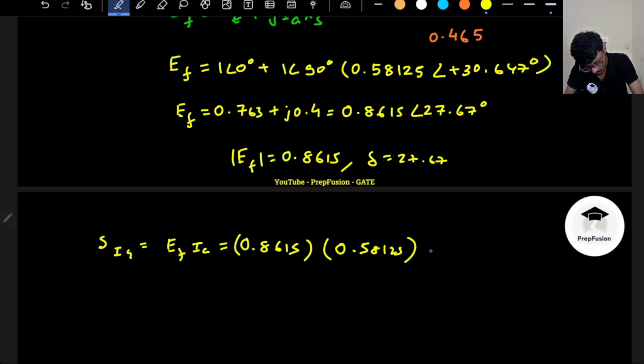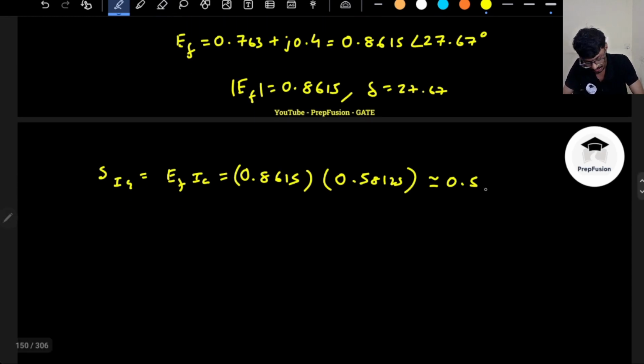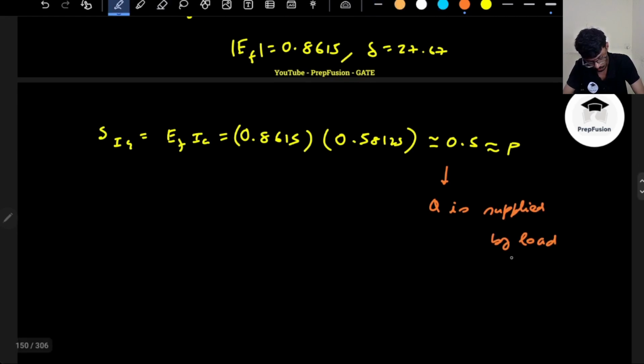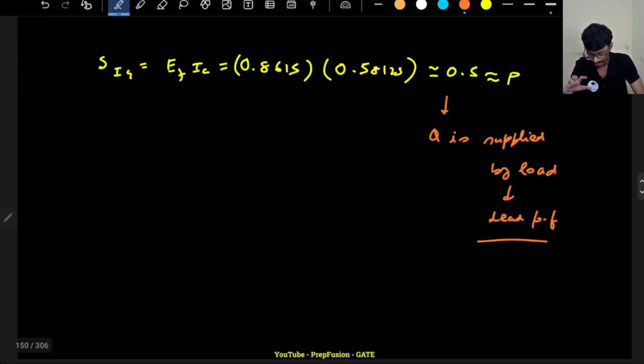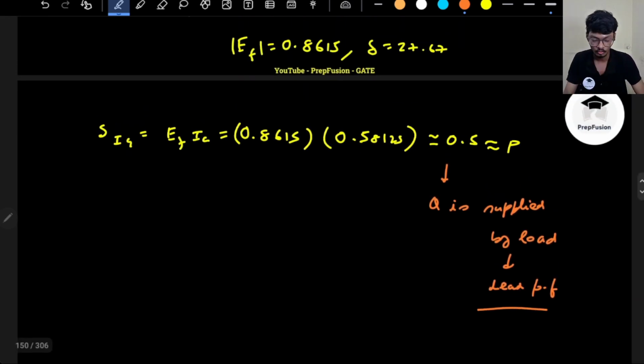Now does it intuitively make sense? It kind of makes sense. Why? This apparent power is almost approximately equal to the active power that the load is getting, because whatever reactive power is supplied by the load. Why? Because the load is operating at leading power factor, hence the load can supply the reactive power. So trust me, this intuition, all these things, nowhere else will you get.